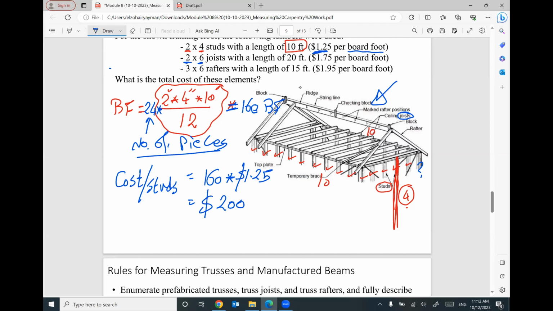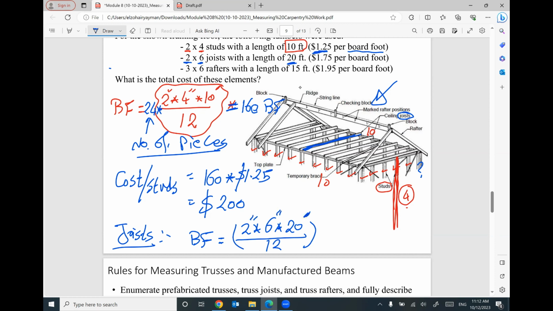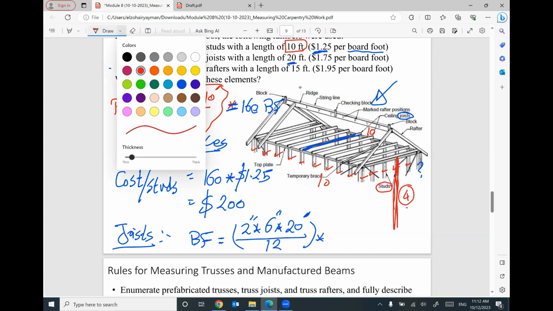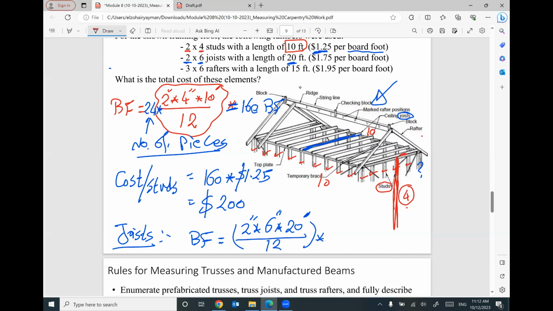For example, for joists, the joists are 2 by 6, 2" by 6", and the length for one piece equal 20 feet. So for joists, I can say the board foot equal 2 by 6 by 20 divided by 12. This is how much board foot for one piece. This is inch, this is inch, this is feet, divided by 12.